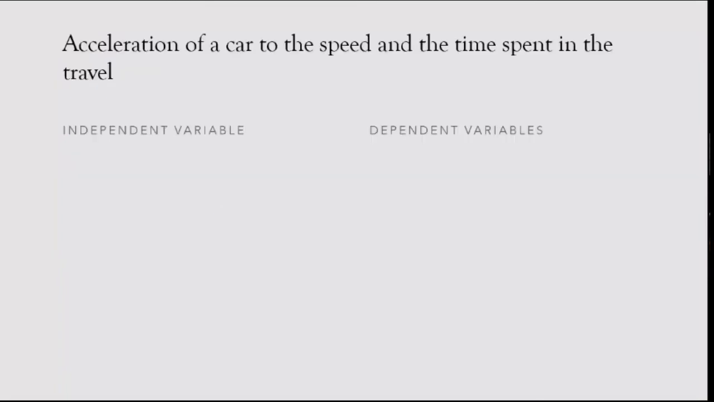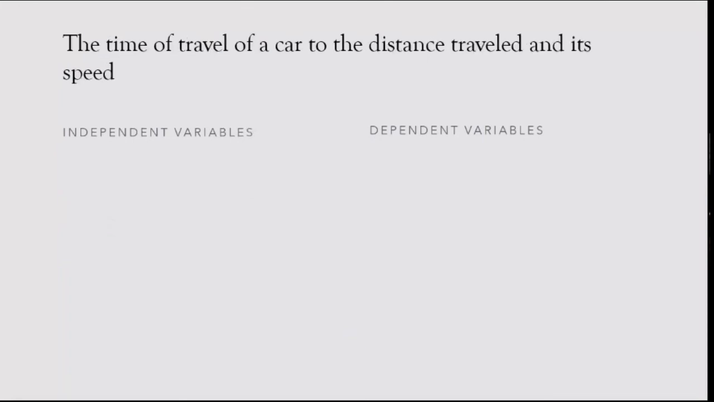Let's move on. The acceleration of a car to the speed and the time spent in travel. Okay, so as what you can see here, there are three variables involved. Acceleration was related to the speed and the time. So, ang independent variable natin dito ay yung speed and time. So, that is the independent. And the dependent variable is the acceleration. Mas mabilis yung takbo ng ating sasakyan, mas konti yung oras na ime-spend natin. And that's why yung acceleration din natin mas mataas.